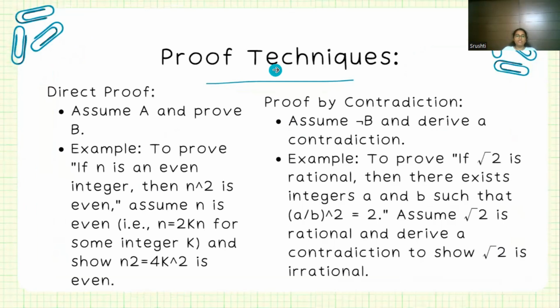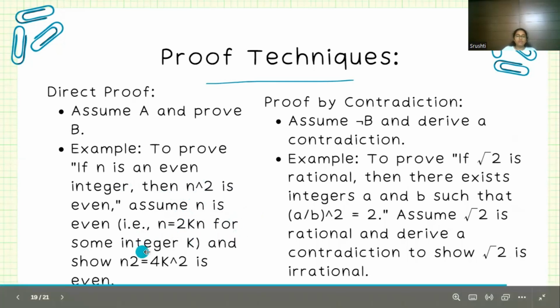Next one is proof techniques. Direct proof. Assume A and prove B. To prove: if n is an even integer, then n to the power 2 is even. Assume n is even, that is n equals 2k for some integer k, and show n squared equals 4k squared is even. This is how you assume it.